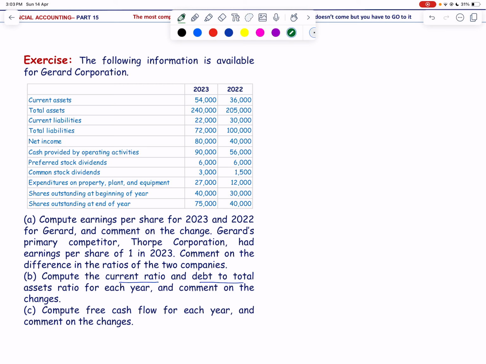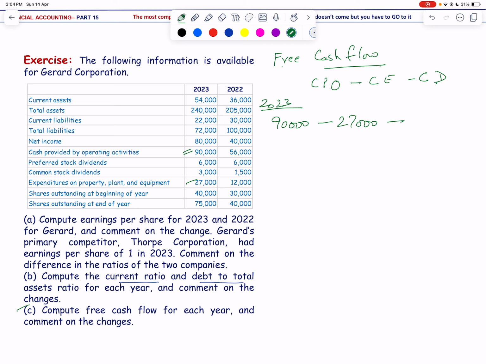Okay, we move on to number C. Compute free cash flow for each year and comment on the changes. So free cash flow is what? Free cash flow is cash provided by operation minus capital expenditure minus cash dividends. So cash provided by operation for 2023 is 90,000 minus capital expenditure of 27,000 and minus the dividend paid, that is 6 plus 3, that is 9,000. So this is equal to 54,000.